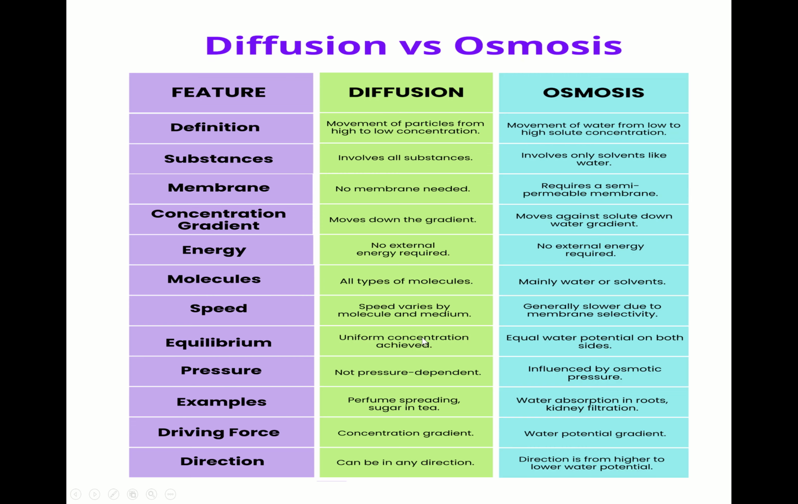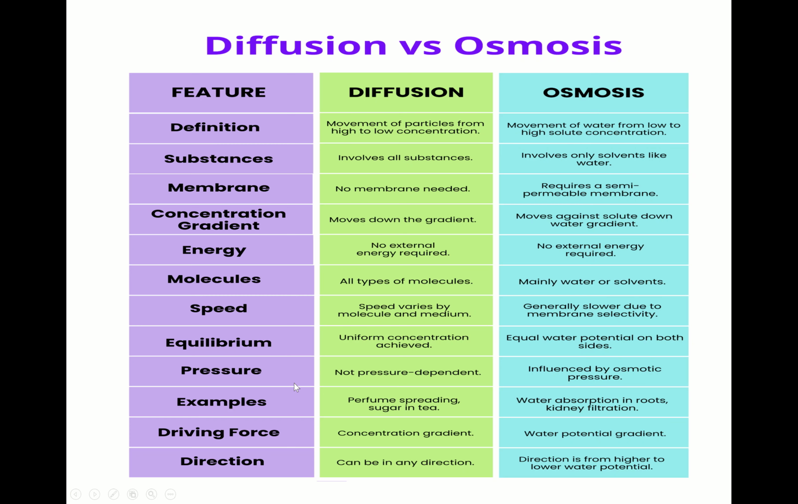Equilibrium: in diffusion, uniform concentration is achieved, whereas in osmosis there is equal water potential on both sides. So diffusion is the movement of any substance from higher concentration to the lower concentration, and it occurs until the solution attains equilibrium. Whereas in osmosis, it is equal water potential on both the sides. If the water potential is equal on both the sides, then this process is stopped, or it will attain the equilibrium state.